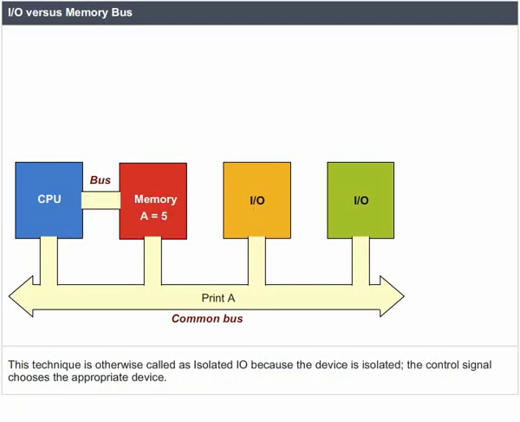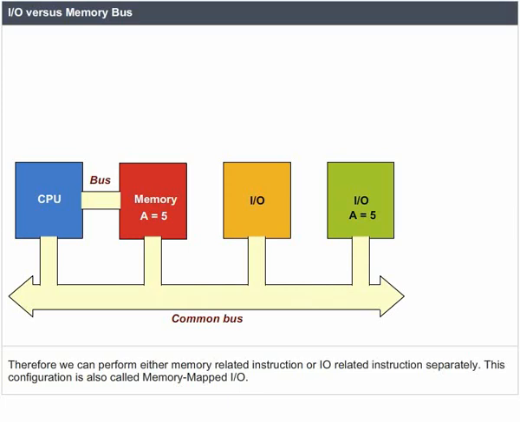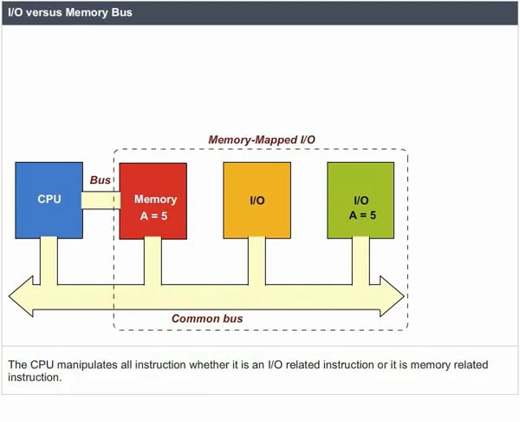This technique is otherwise called isolated IO because the device is isolated. The control signal chooses the appropriate device. The next technique uses the same address space for both memory and input-output. Therefore, we can perform either memory-related instructions or IO-related instructions separately. This configuration is also called memory-mapped IO. The CPU manipulates all instructions, whether it is an IO-related instruction or a memory-related instruction.